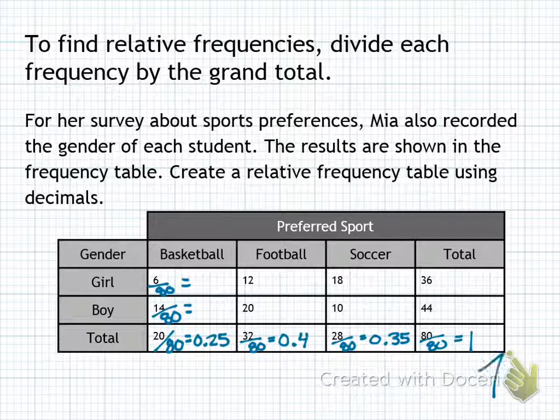And again, if you look at our grand total, this is the whole. There's 1. So of this 1, 0.35 liked soccer, 0.4 liked football, and 0.25 liked basketball. But specifically I want to know, what percentage or what decimal of the whole that were surveyed were girls who preferred basketball. So I would look at 6 over 80, that's 0.075. So I could say that 7.5% of the people surveyed were girls who preferred basketball, and so on with these.